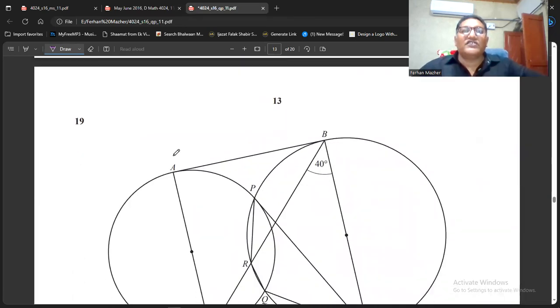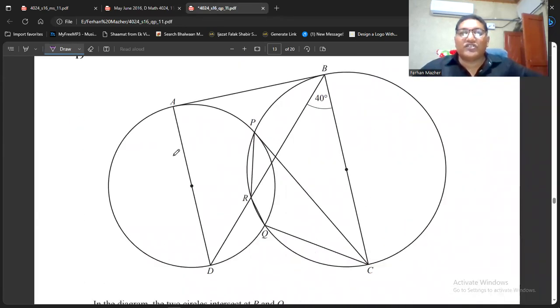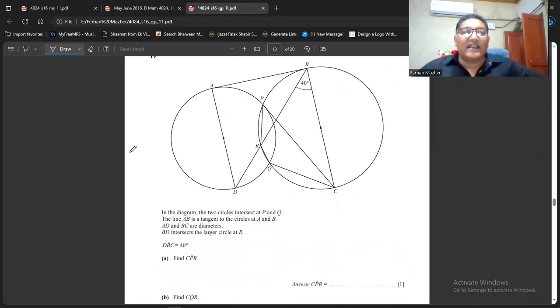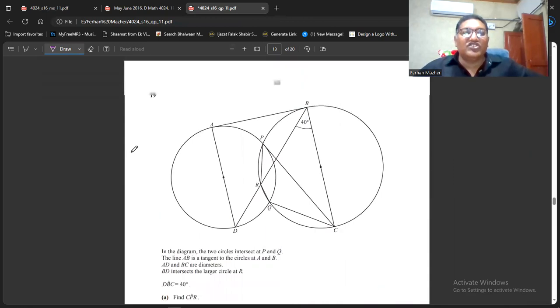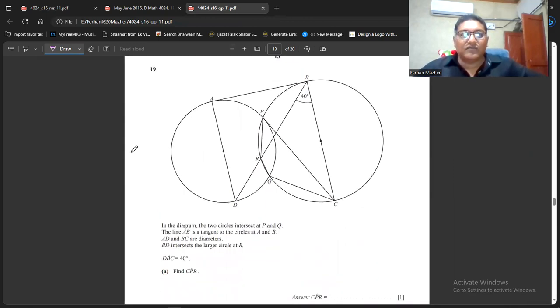Okay, so we are going to the next question. The next question is question number 19. Here we have 2 circles. In the diagram, the 2 circles intersect at P and Q, okay? And the line AB is a tangent to the circles at A and B. This line is basically a tangent. AD and BC are diameters.